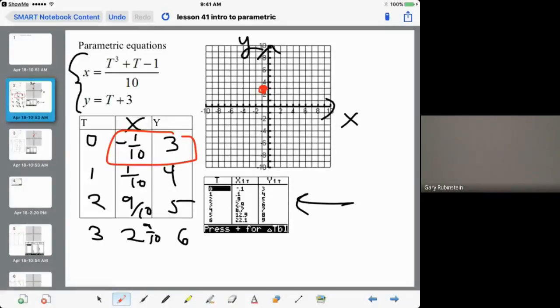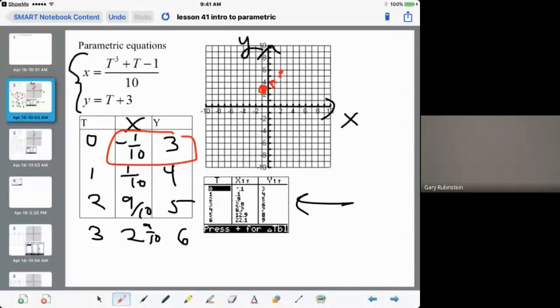And then 1/10, 4, is somewhere over here, and 9/10, 5, somewhere over there. So the t is not involved in the graph at all. When we see a point on the graph, the point has an x and a y value for a t, but we can't see it on the graph.